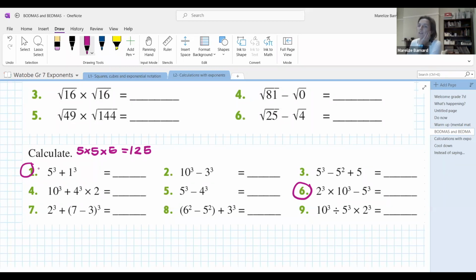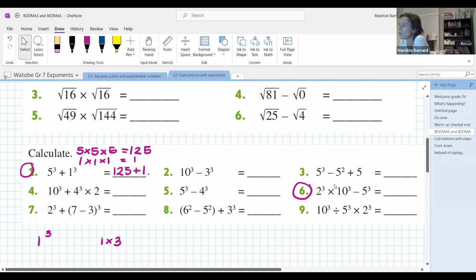Okay. And what is 1 cubed? That should be a no-brainer. 1 times 1 times 1 is 1. It's not 3 because 1 to the power of 3 is not the same thing as 1 times 3. Okay, so be very sure about that. Keep checking. Okay. So what are we going to add? We're going to add 125 plus 1. Okay, do the next one, question 2 on your own.